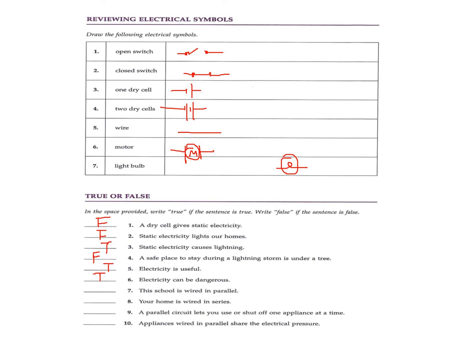The school is wired in parallel. True. Your home is wired in series. False. A parallel circuit lets you shut off one appliance at a time. Very true. Appliances wired in parallel share the electrical pressure. In parallel, they don't share, so that's false. Only in series they share.